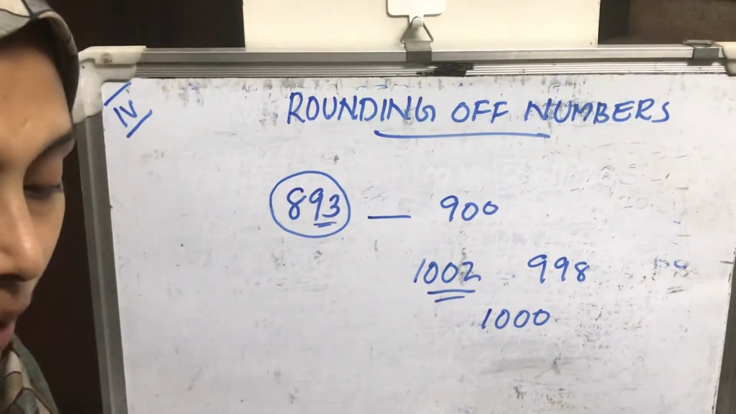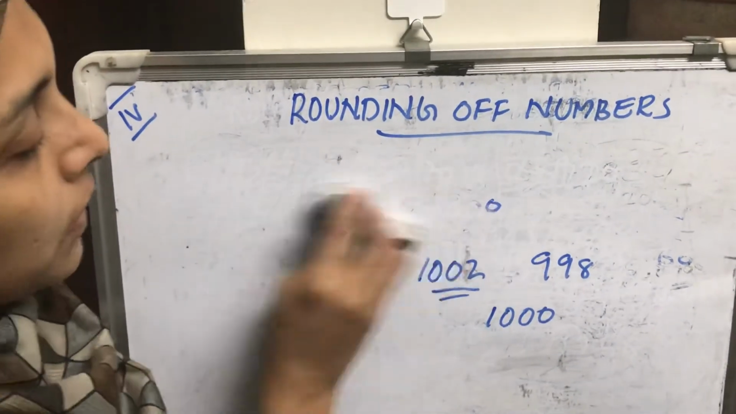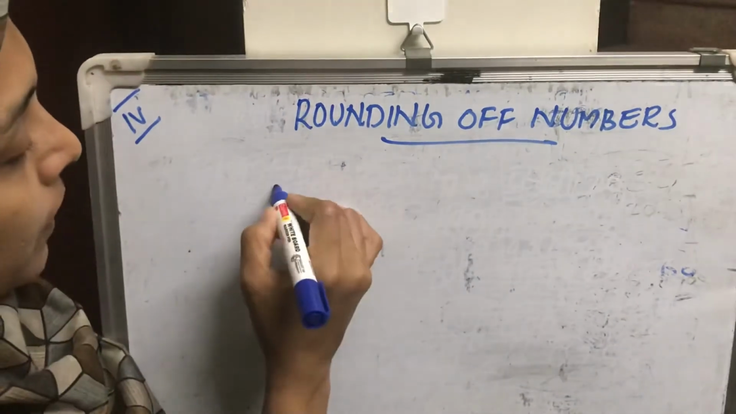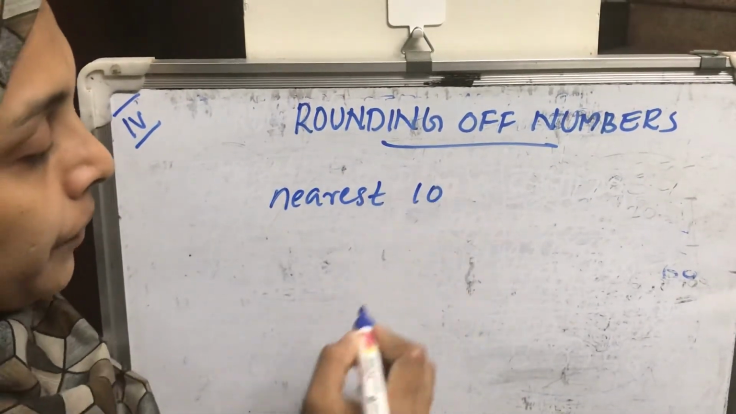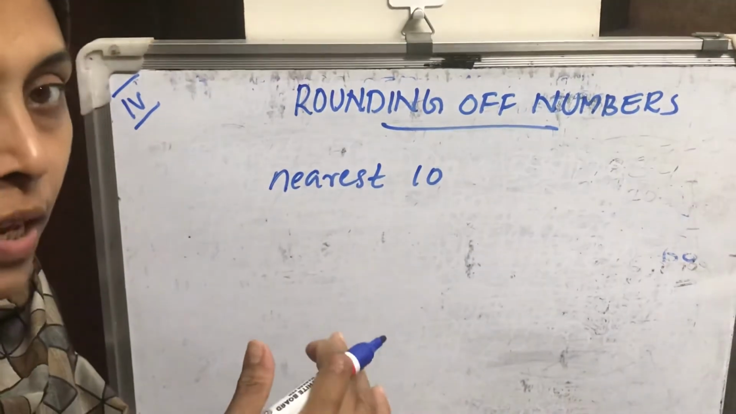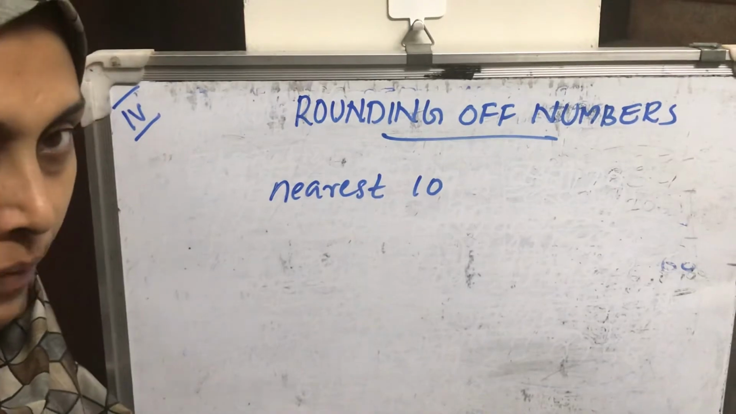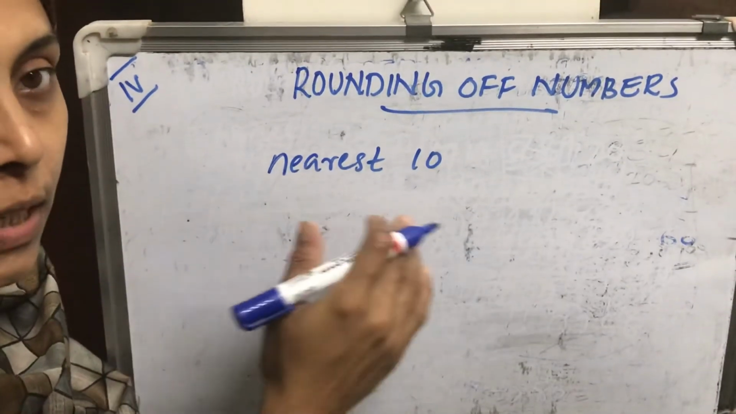There are three types of rounding. First, rounding numbers to the nearest 10. Just like that, rounding numbers to the nearest 100, and rounding numbers to the nearest 1000 also. First we will discuss how we round the numbers to the nearest 10.